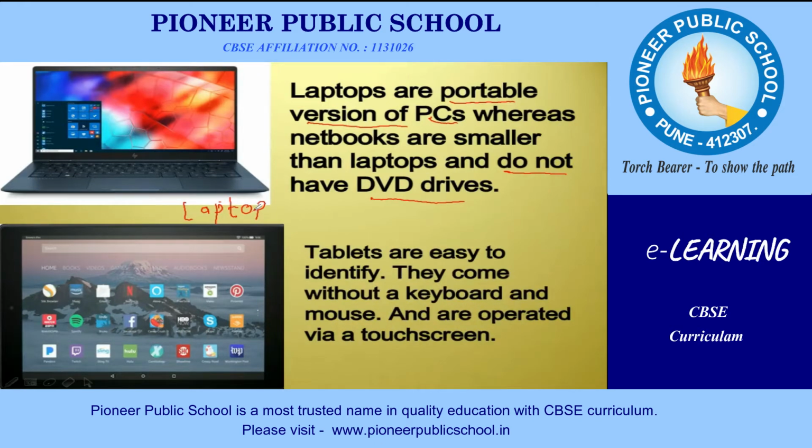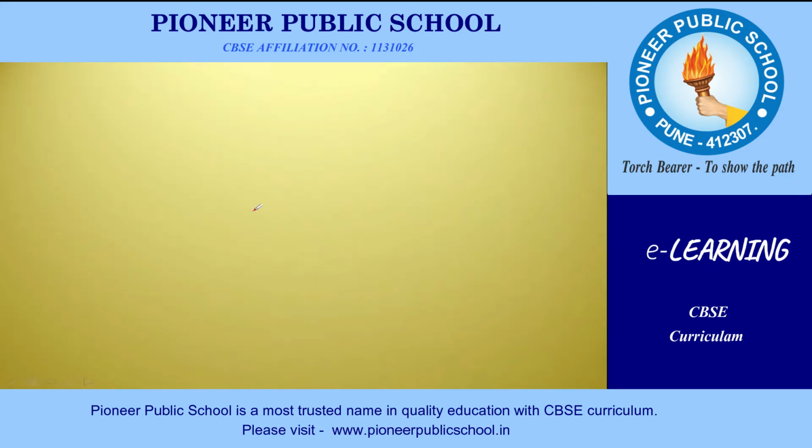This is a tablet. Tablets are easy to identify. They come without a keyboard and a mouse and are operated via touch screen. Like your phones, tablets are very easy to identify and they do not have a keyboard and mouse. So how can we operate the tablets? We can operate the tablets via touch screen.